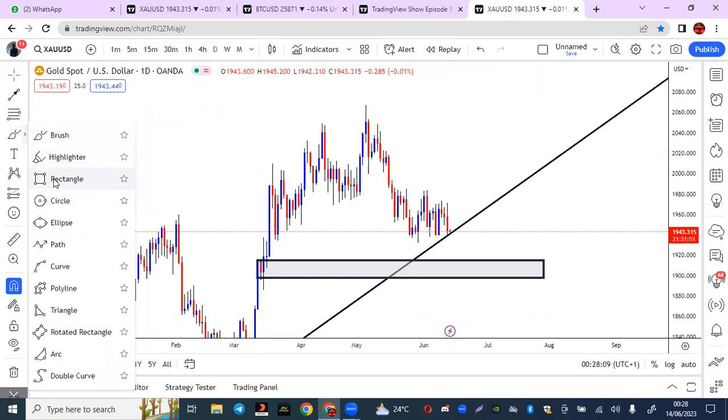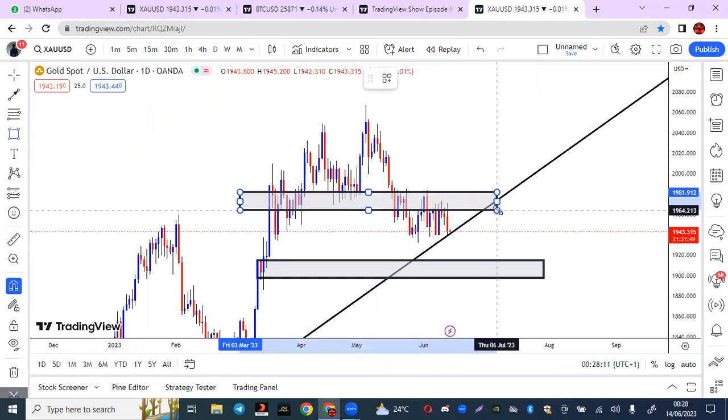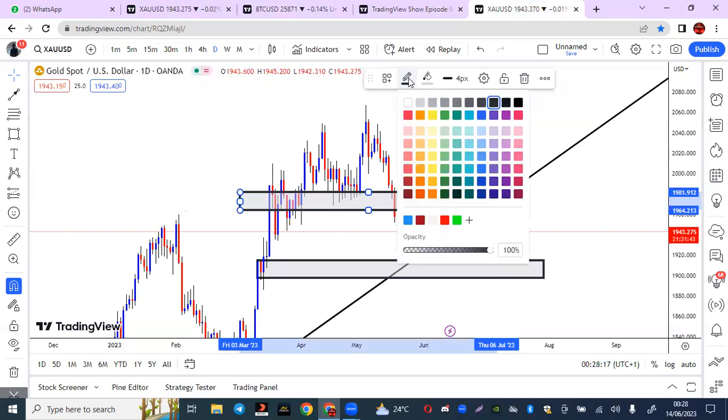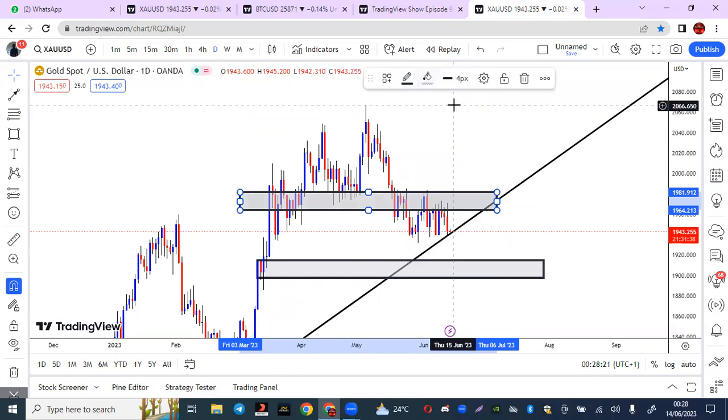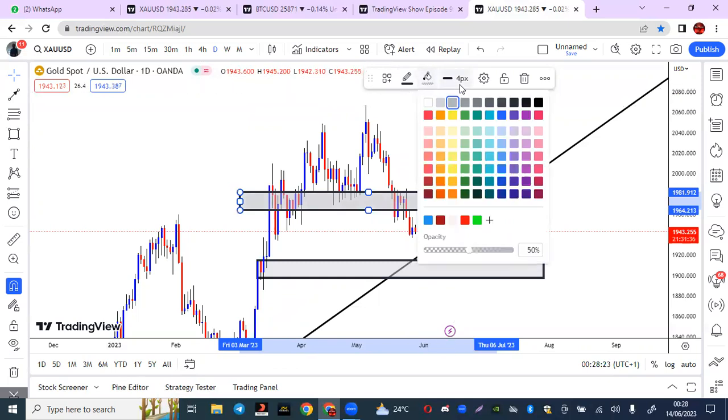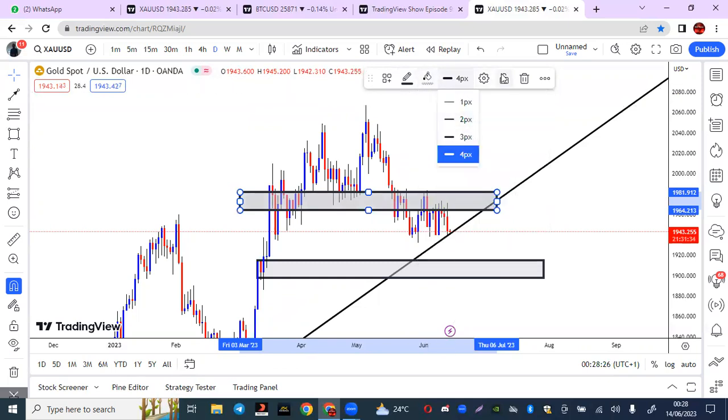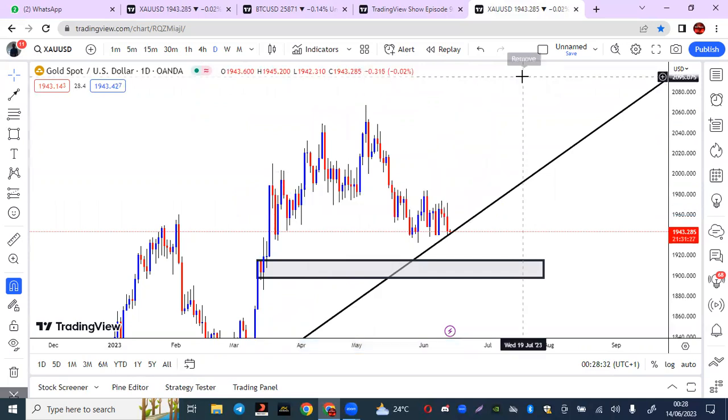Then we have this other one, the rectangle. I use the rectangle a lot. I use the rectangle for our zones. Once you draw it, you see some tools here that you can use to customize it. You can fill it with any color you want, you can make it thicker, whatever you want to do. Once you draw the rectangle, you can customize it any way you want.